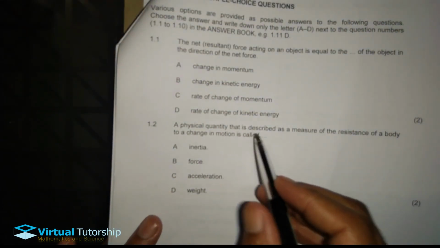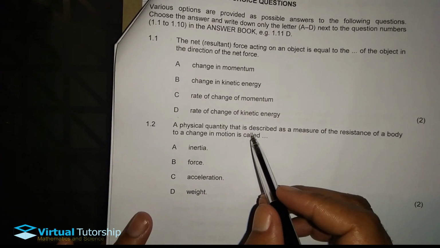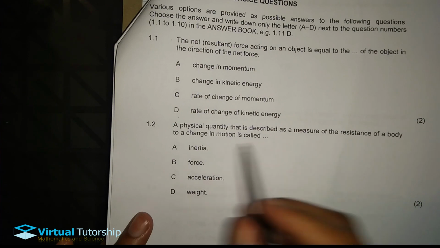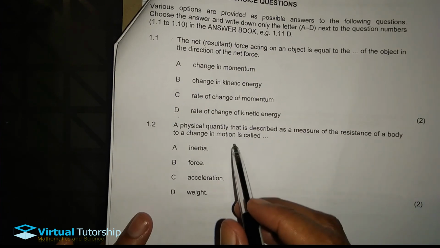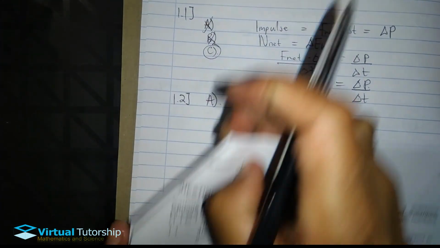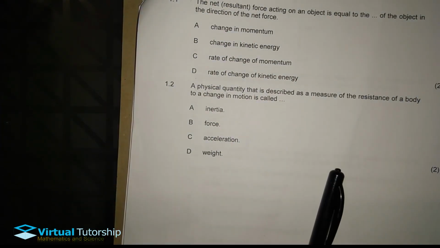A physical quantity for 1.2, a physical quantity that is described as a measure of the resistance of a body to change in motion. This should be obvious. Our solution here is A. Remember the first principle, Newton's first law, which speaks about inertia, where an object continues moving in the direction of motion.